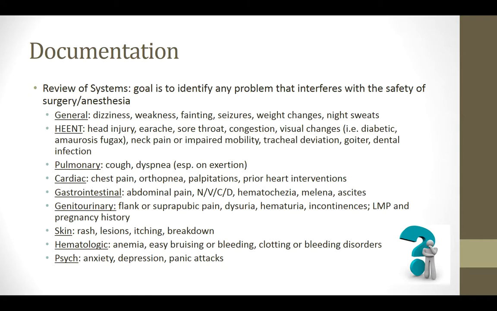Documentation of your review of systems. Basically, you're going to go through each system and you're looking for any problem that might interfere with the safety of surgery or anesthesia. So active neurologic conditions or infectious conditions, any issues like dyspnea or orthopnea or edema that might indicate pulmonary or cardiac issues, if the patient's actively bleeding from the GI tract or the genitourinary tract, or if the patient has any rashes or lesions that are going to be in the way of the surgical site. If the patient has any indications of bleeding or clotting disorders that might need to be worked up.